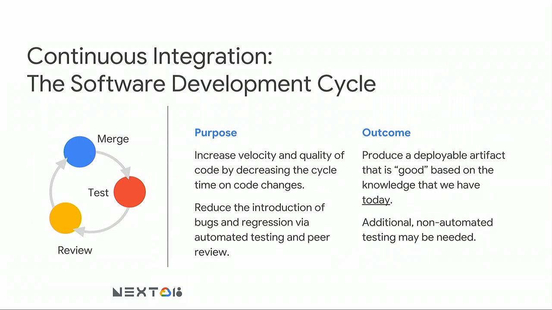One of the issues that I see in the industry right now is that we have a tendency to refer to CI/CD as like a singular composite concept, right? I have a CI/CD tool, I'm doing CI/CD, etc. But as Andrew was saying, they are separate, right? So continuous integration is about modeling that software development cycle, how developers are getting feedback, how are we increasing velocity and increasing the quality of our code by decreasing that cycle time, right? And ultimately, the outcome of that cycle is that we're producing a deployable artifact that we consider good based on the information that we have today.